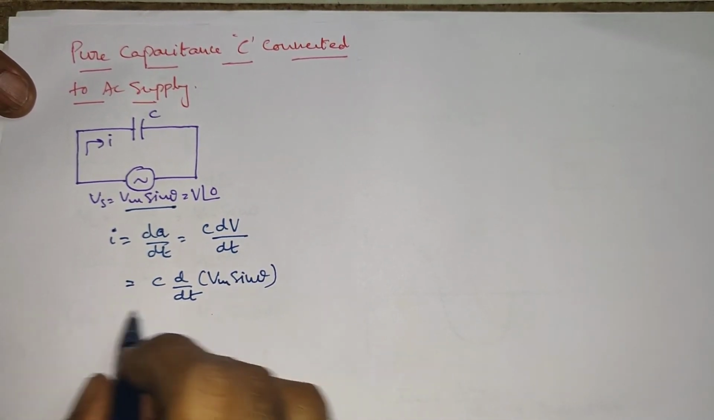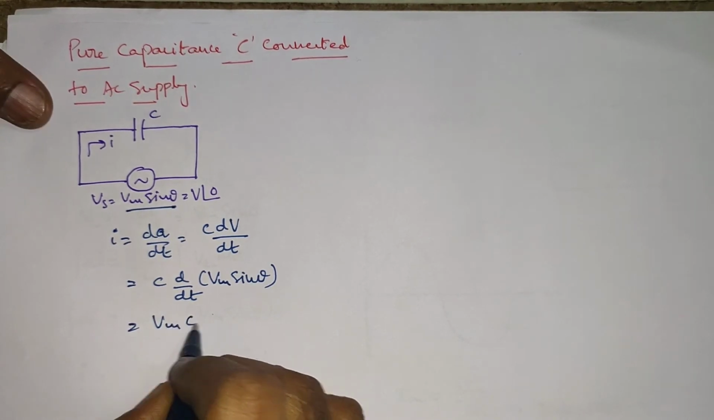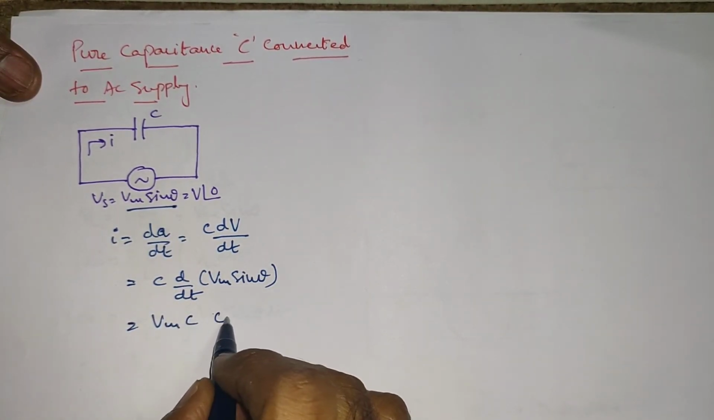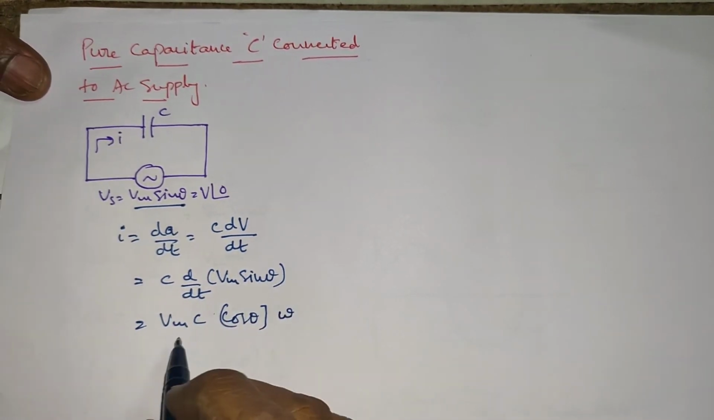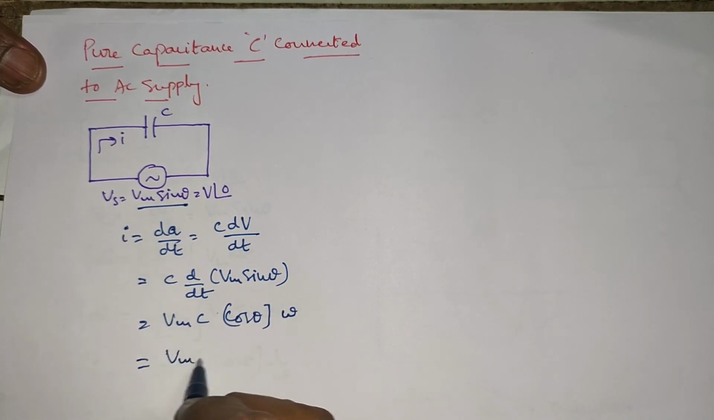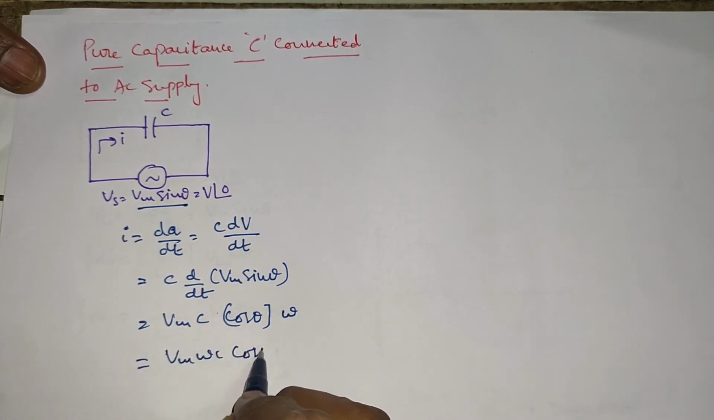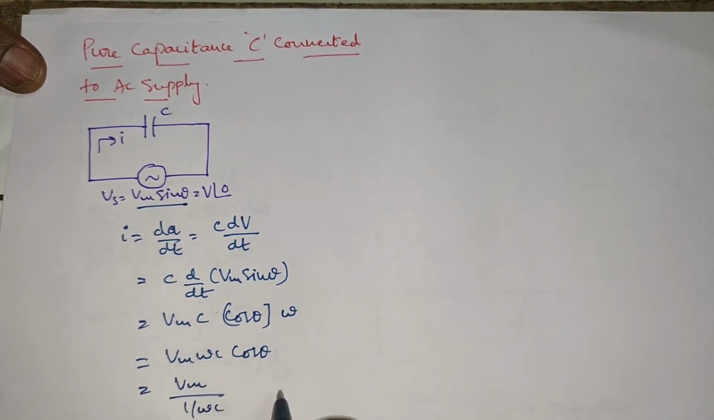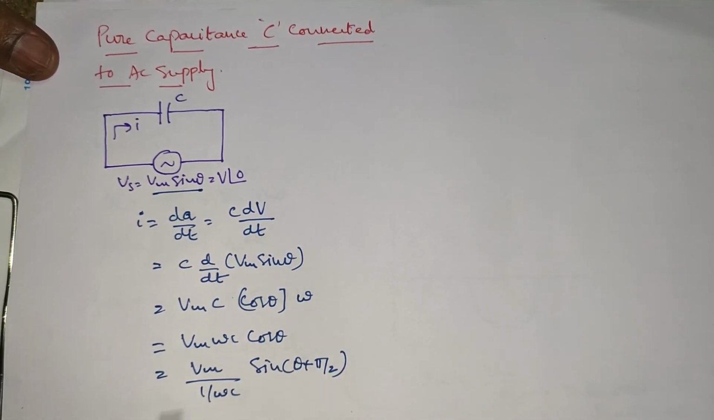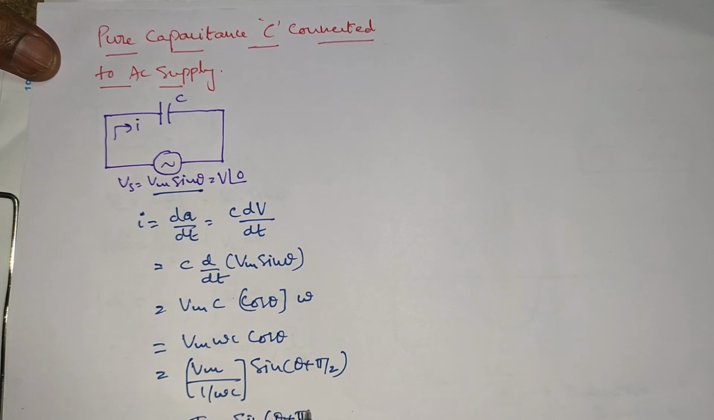As Vm is constant, we can take it outside, we get Vm into C. d by dt of sin theta is cos theta, and again if we differentiate theta with respect to t, we get omega. This is equal to Vm into omega C into cos theta, and this can be written as Vm divided by 1 by omega C, and cos theta can be written as sin of pi by 2 plus theta, or theta plus pi by 2. Here let us consider this Vm divided by 1 by omega C as equal to Im.